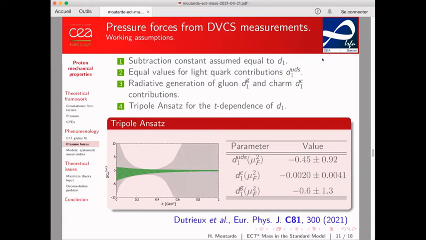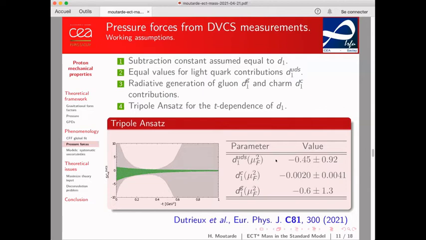And since we need an ansatz for the T dependence of D1, we will use a tripole ansatz. The green curve here reflects the reduction of uncertainties in our fit result obtained by doing this tripole fit and this tripole ansatz. So you see here that there's one model-dependent approximation, which is made, as far as I know, by most people involved in that game. And you see already a dramatic decrease of uncertainties by model assumption, or say theoretical a priori.